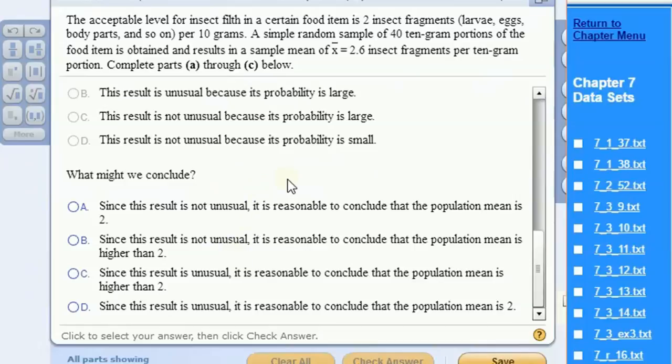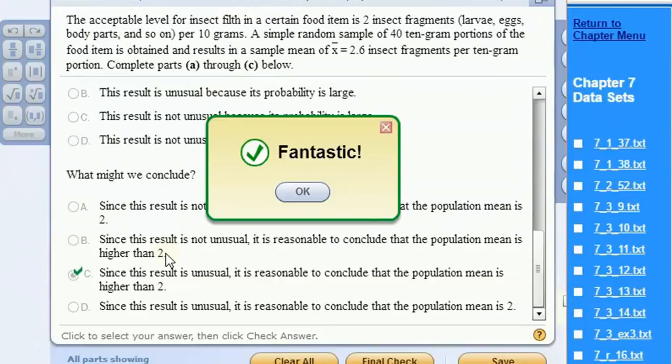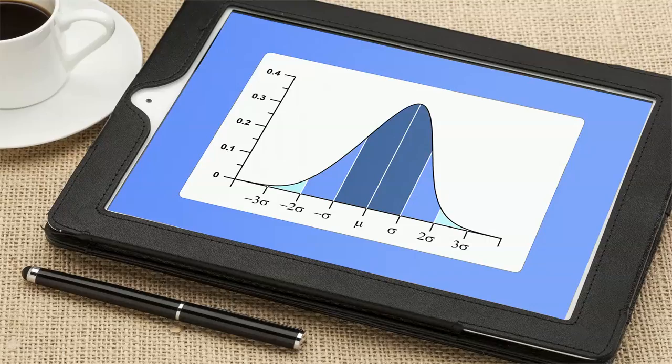So we would conclude that since the result is quite unusual, it's reasonable to conclude the population mean is actually higher than 2, right? It would be much more realistic if the population mean was, say, 2.5, something like that. Then a sample average of 2.6 would not be such an unusual observation. Great.